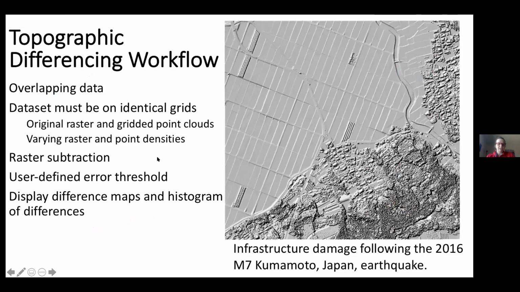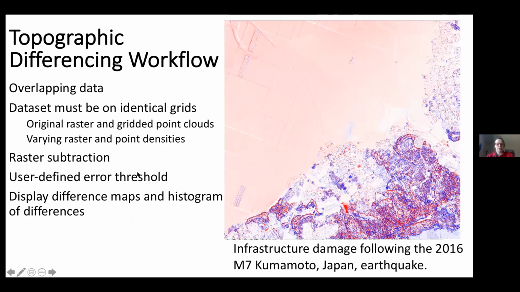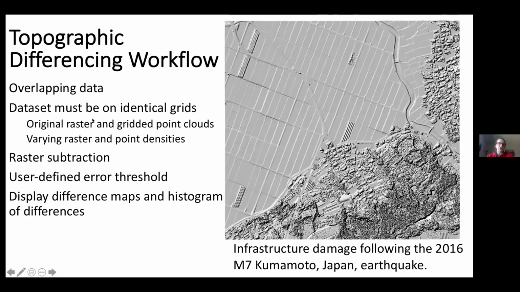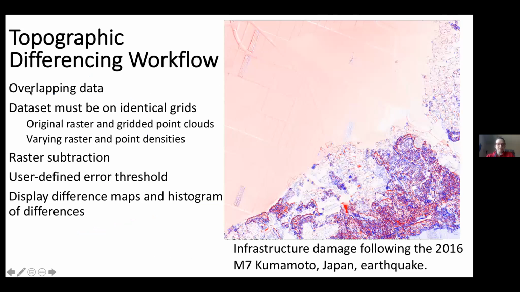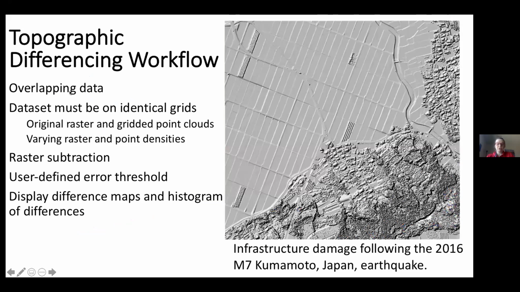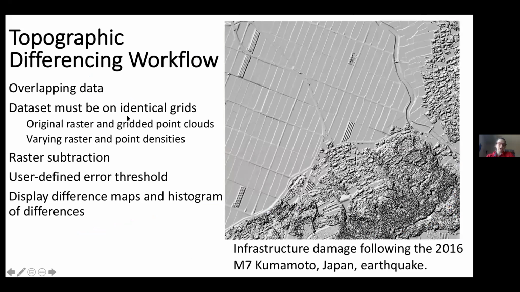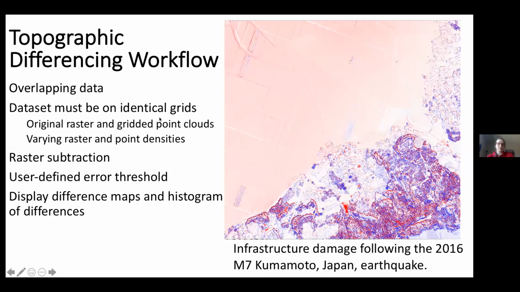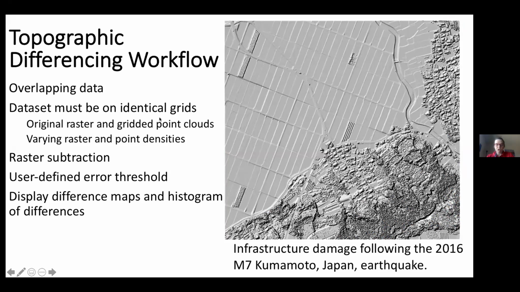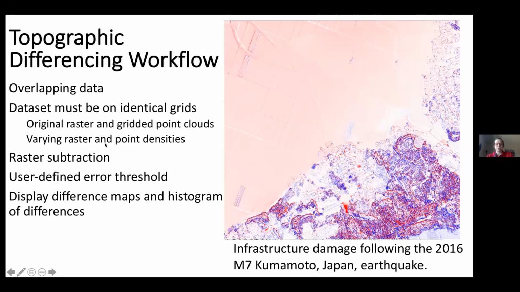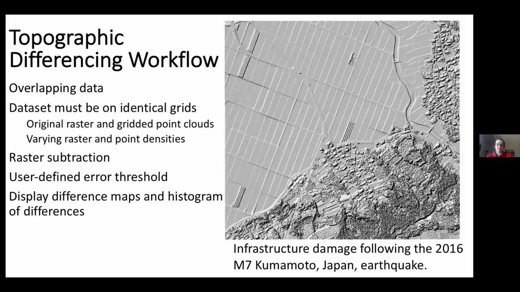So here I'll discuss the workflow that we've developed for topographic differencing. So a requirement for performing topographic differencing is that both data sets overlap. So they must cover the same area. The next step in the processing is to put both data sets on identical grids. We can work with data that are originally point cloud or raster data sets. And we expect that the data sets have varying raster or point intensity. In other words, different resolution.